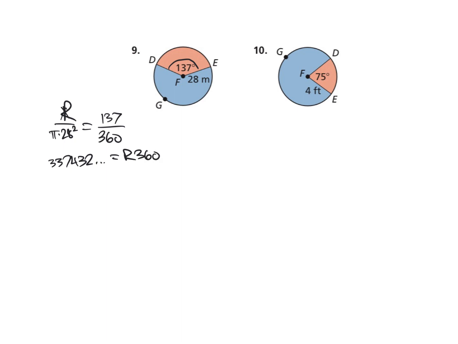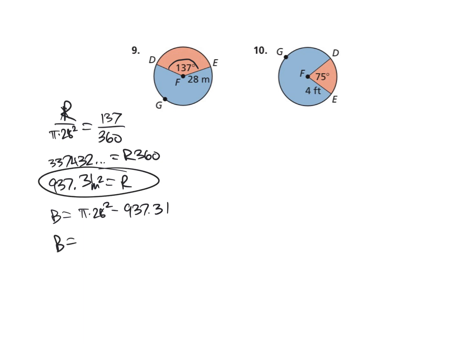So we divide by 360, and the red section is equal to 937.31 square meters. We've got to go to 2 decimal places. Okay, now to get the blue section, that would be the whole area, pi times 28 squared, minus the 937.31. So 28 squared times pi minus 937.31 gives us, so that's the red section, the blue section is 1525.70, and that's square meters.